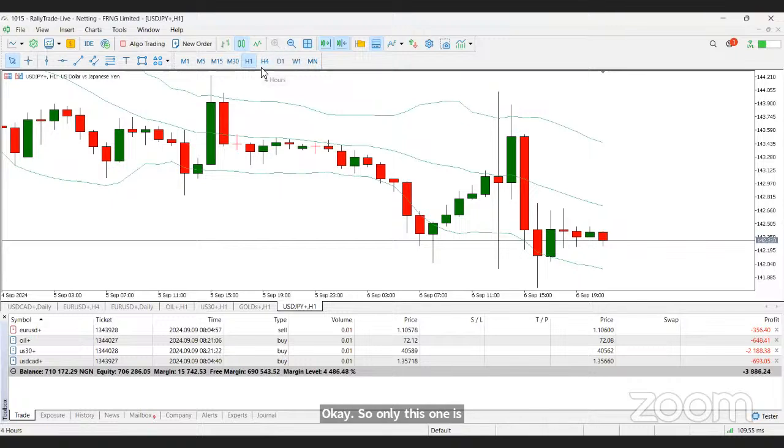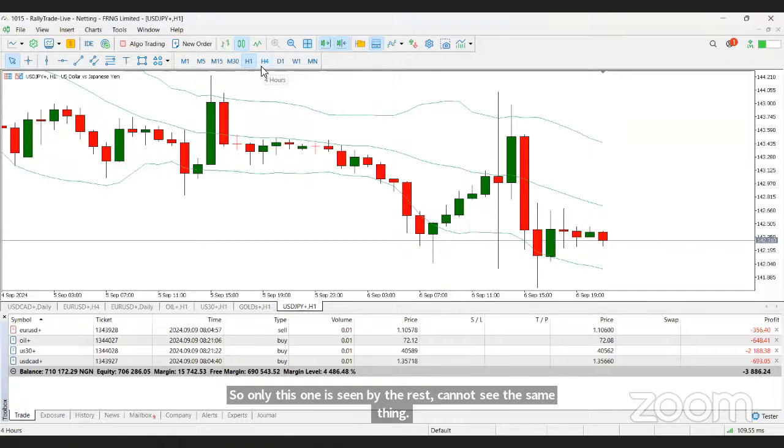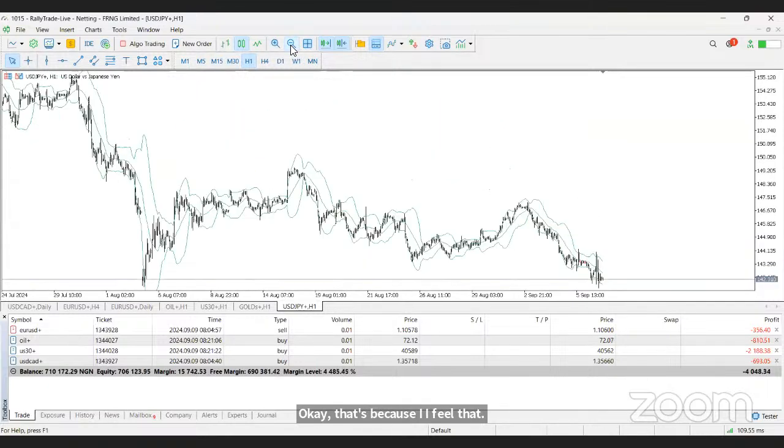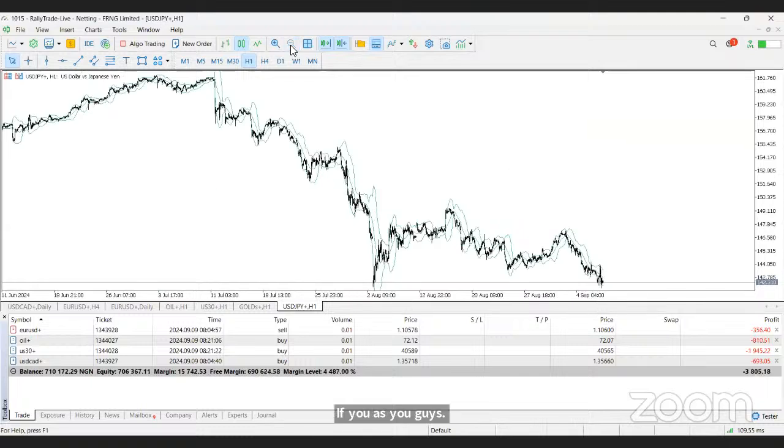So I think we should just do a buy on this one. That's because I feel that if USD CAD is going up, USDJPY should also go up. Because I don't know, I think we should just do buy on this one.